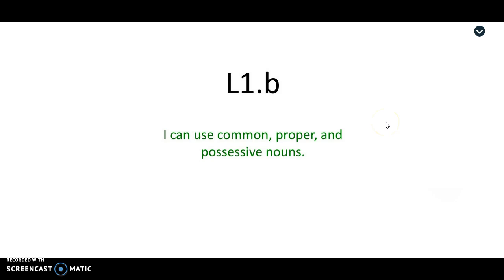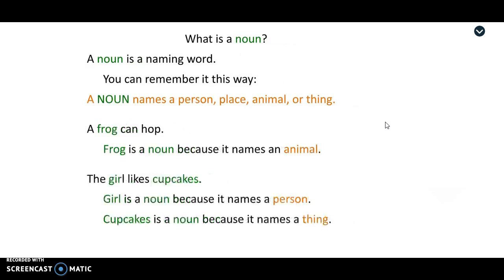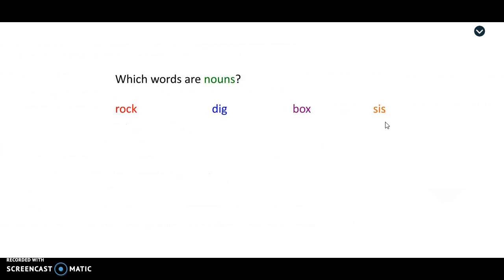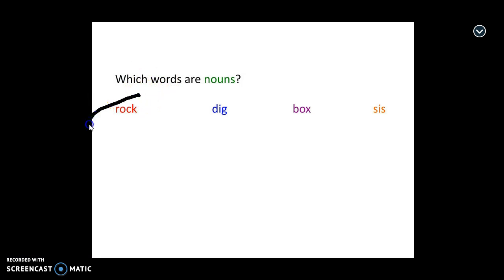Now watch what happens. I'm going to use my other computer over here, and I'm going to click to the next page, and this automatically brings up the next page. And as the teacher, you have control over everything that you see. So when we get to a page like this, I can answer my questions. Which words are nouns? Rock.